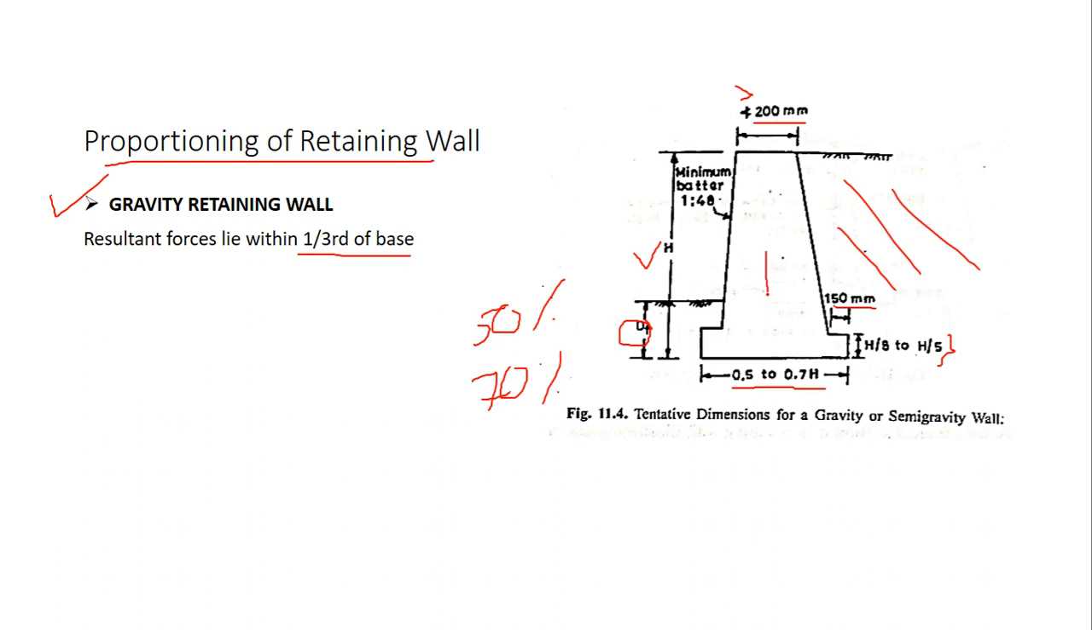Suppose this is the weight of the retaining wall denoted by W. Now if I divide the base into three parts, this is part 1, this is part 2, and this is part 3. So the weight or the resultant force should always lie within the middle third. This is the first third, this is the second third, this is the third third. So this is the middle third. You can see that the weight is lying in the middle third of the base, right?